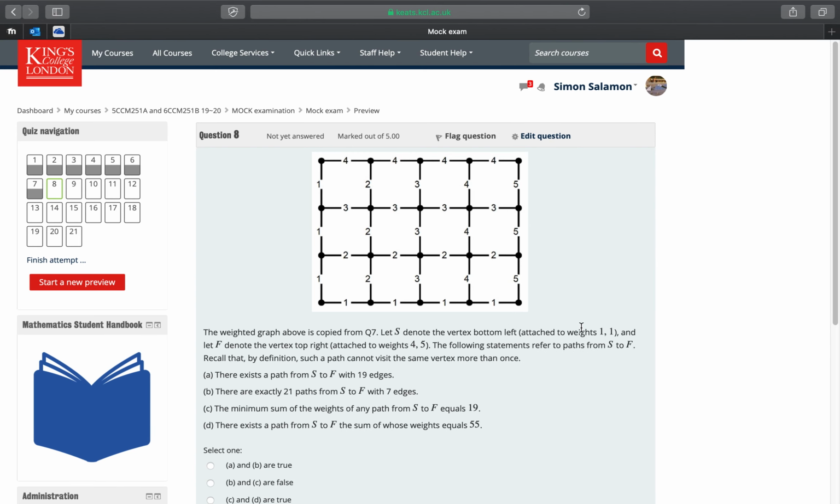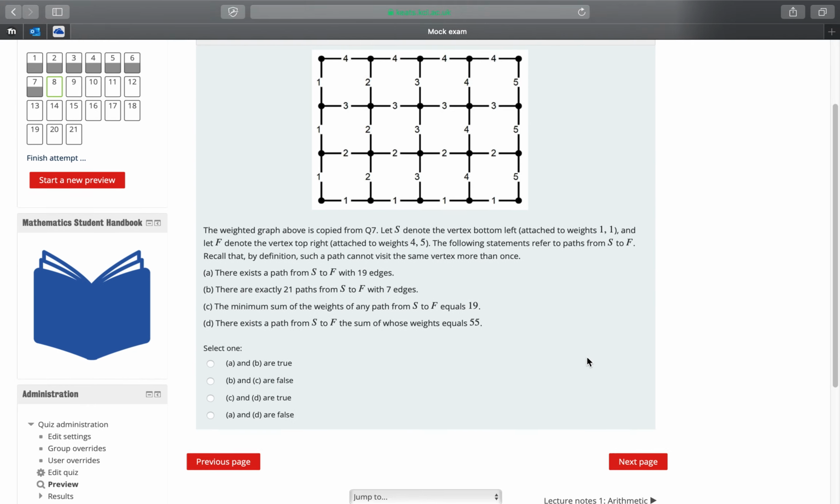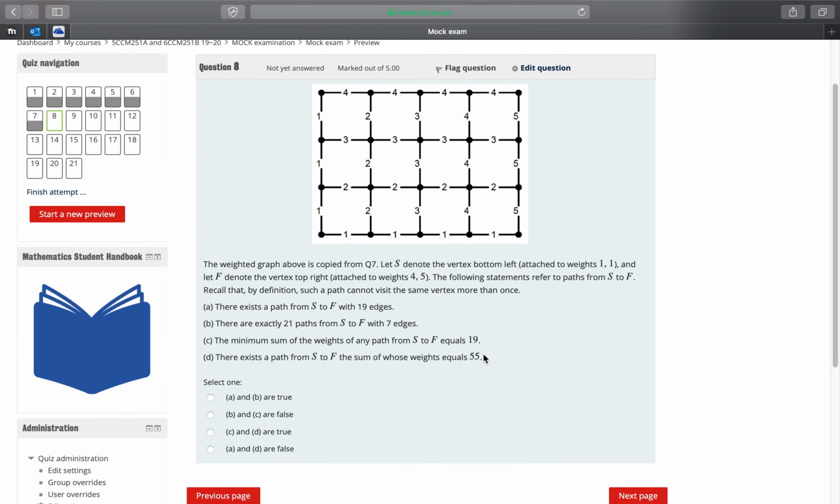Now, this also relates to the same weighted graph, but now we're talking about shortest paths, I think. In this question, I was too lazy to mark the fact that this vertex is to be thought of as the start, and this vertex here is to be thought of as the finish. So we're looking for paths from S to F.